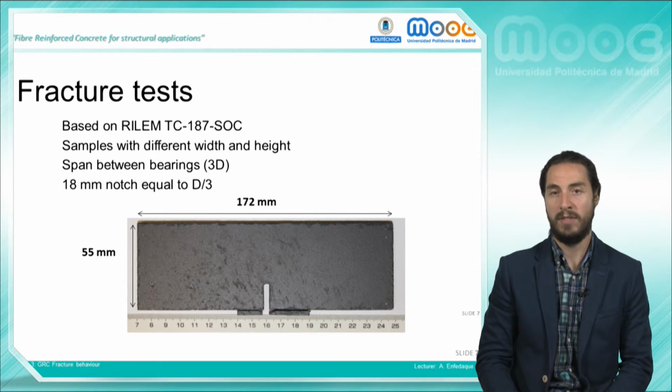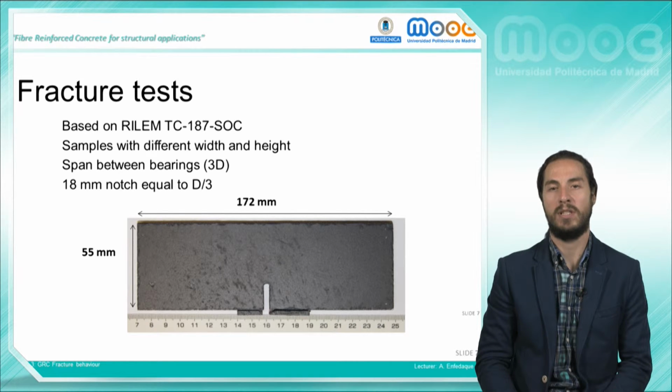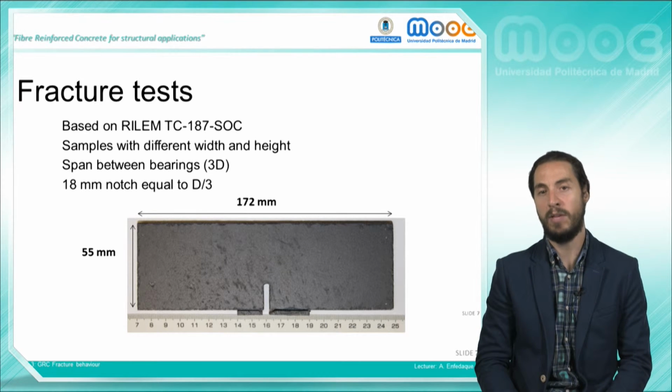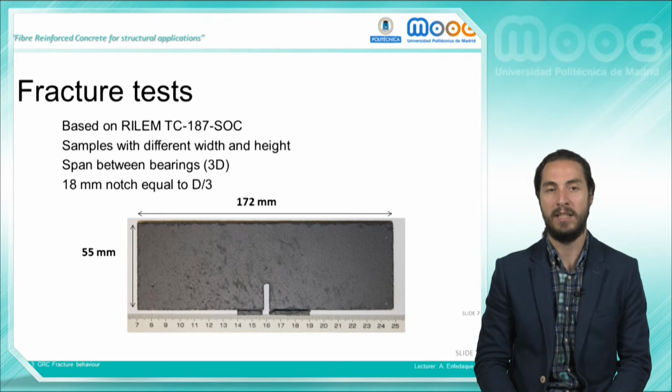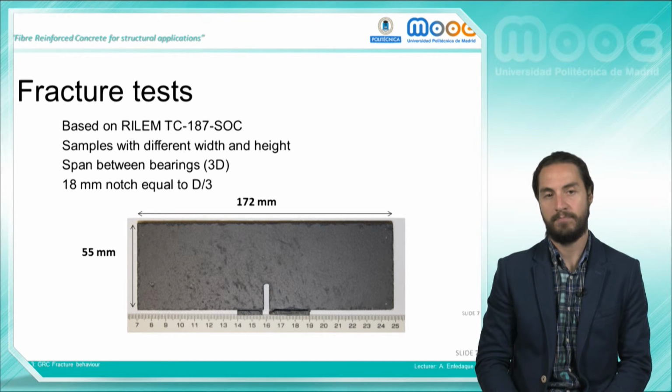However, in the case of GRC, the sample does not have a square cross-section. In the case of GRC, using a square section does not represent the usual relations between the thickness and the rest of the dimensions of the GRC elements. Consequently, the width and height of the samples differ, the width being much smaller than the thickness. On the contrary, the span between the bearings of the samples has been maintained. Similarly, a notch of a third of the height has been made in the central part of the sample. The dimensions of the samples can be seen in the image that appears in the slide.